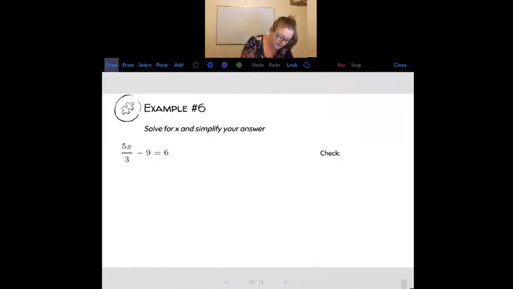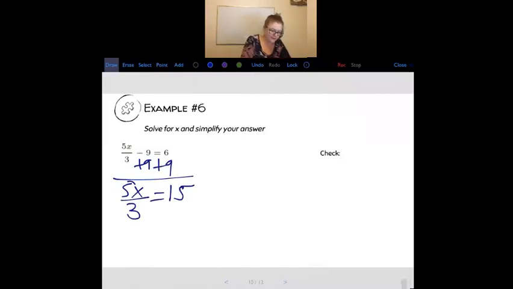In this case, we can add 9 to both sides to get 5x over 3 is equal to 6 plus 9, which is 15. And so I'm going to remember this here. The first way to do this problem, we won't check this one, is that on the left-hand side we're dividing by 3. So in order to get rid of division, we use multiplication.